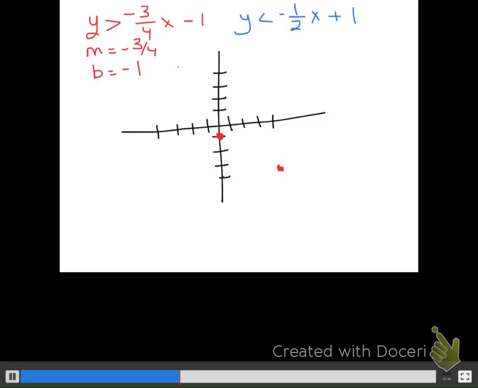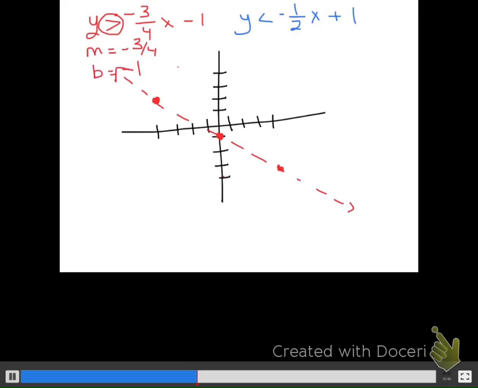Now remember, we can do the same thing in the other direction. We can go up 3 and left 4, and it is still a negative 3/4 slope. Now, since it is just greater than, it's not or equal to, we put a dotted line to show that the points on the line do not make this inequality true.